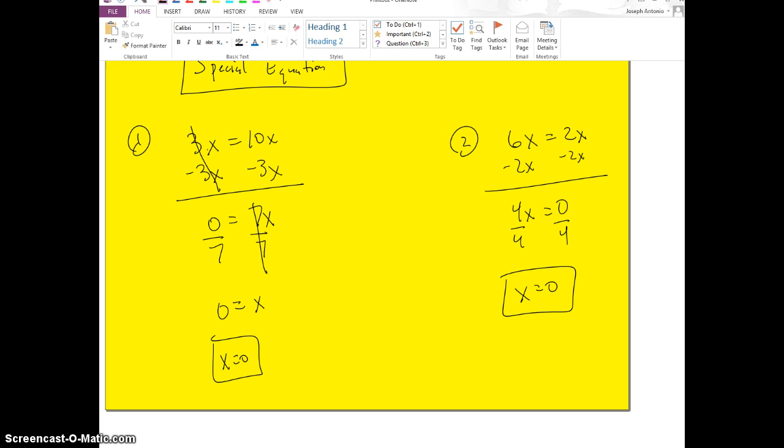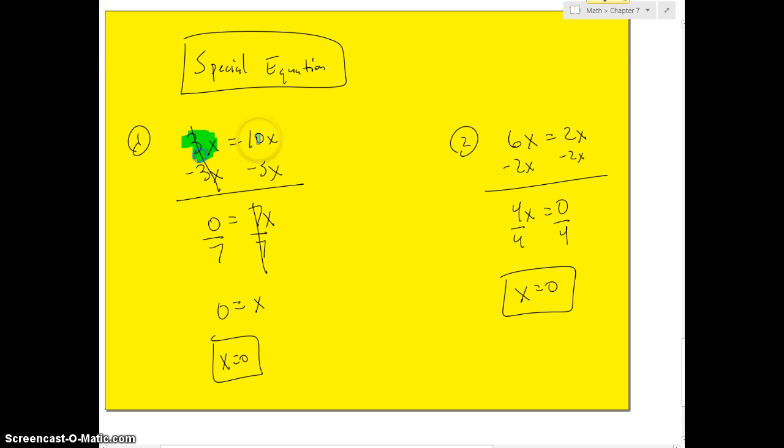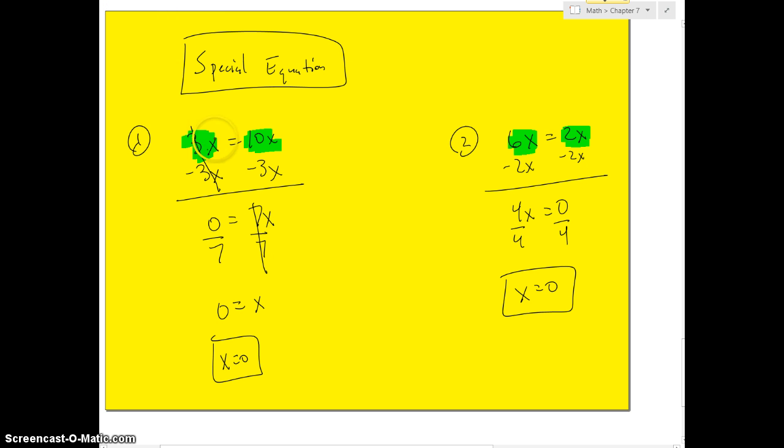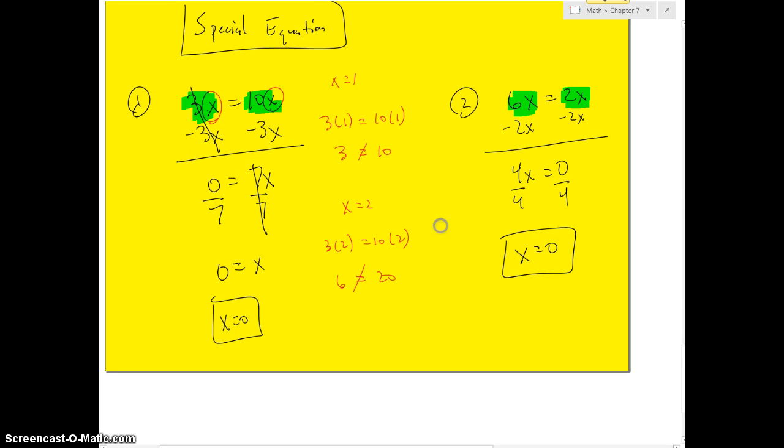Well, what I want you to do for a minute is focus on 3x equals 10x and focus on 6x equals 2x. What is the only number I could plug in for x that would make these two equal each other? Well, let's see. If x equaled 1, we'd say 3 times 1 equals 10 times 1. Well, that's 3 equals 10. That's not true. What about if x equals 2? Well, that's 3 times 2 equals 10 times 2. Well, there's 6 equals 20. Doesn't work. The only number that works is going to be 0.